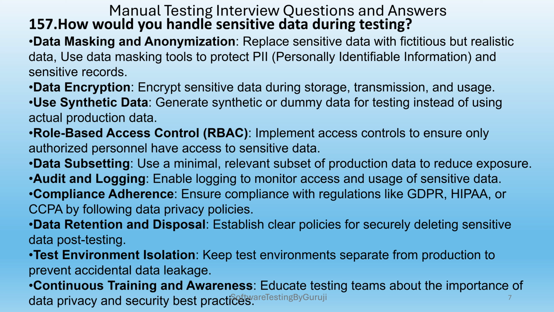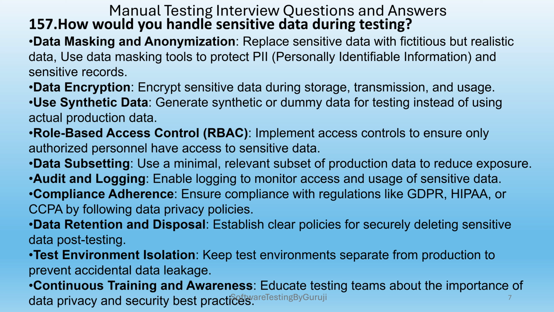Next question is, how would you handle sensitive data during testing? Data masking and anonymization, replace sensitive data with fictitious but realistic data. Use data masking tools to protect PII. PII means personally identifiable information and sensitive records. Data encryption, encrypt sensitive data during storage, transmission and use. Then third, use synthetic data, generate synthetic or dummy data for testing instead of using actual production data.